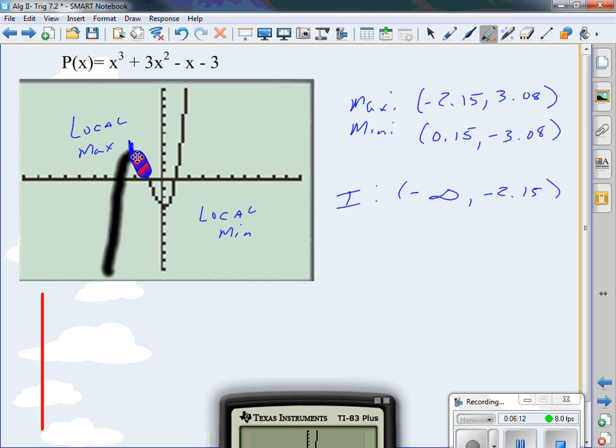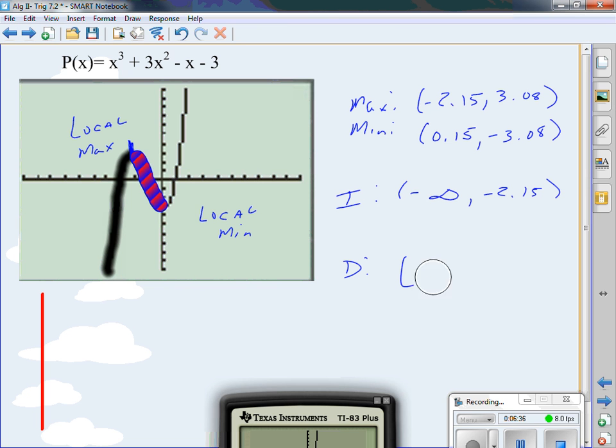What happens from here to here? It decreases. Where does it decrease from? What 2 points? From negative 2.15 to 0.15. It goes from my max to my min. So it decreases from negative 2.15, and it stops at 0.15.